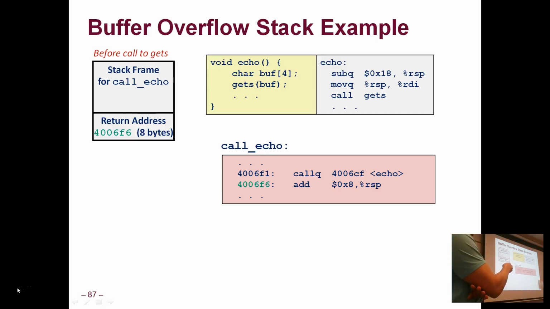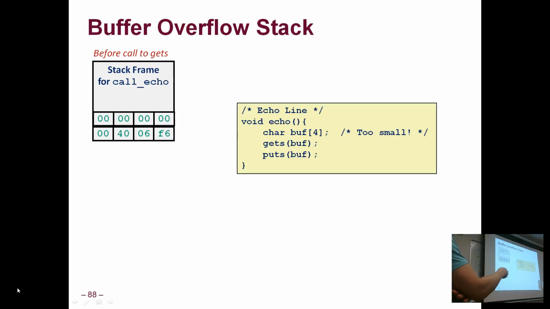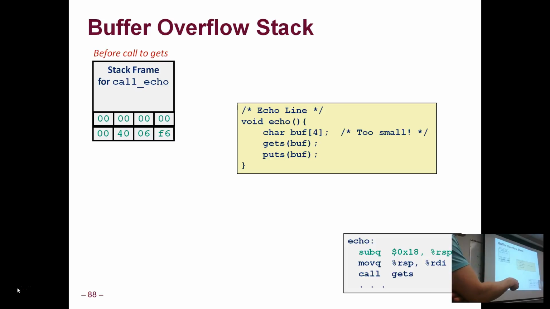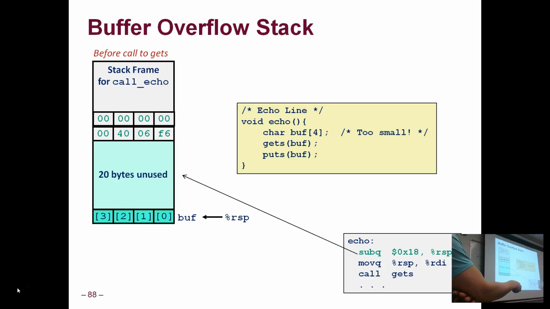So in the call echo, your return address is pushed onto the stack, and then you are inside of echo. So here's your return address. You're inside echo. You do a gets on this buffer. The local frame in echo, you make room for the local variables. And so hex 18 is 24 bytes. So 20 bytes are unused, and then you have your 4 bytes of buff. That's what this allocation does.